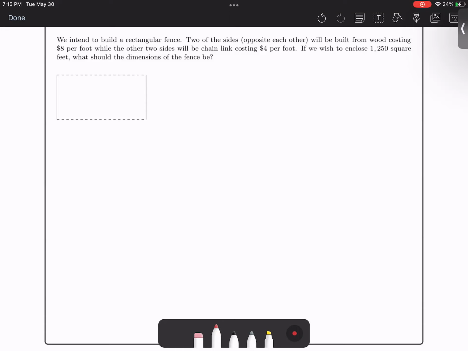We intend to build a rectangular fence. Well, there's a picture right there. Two of the sides opposite each other will be built from wood, costing $8 per square foot, or so, not per square foot, it's linear, per foot, while the other two sides will be made of chain link costing $4 per foot, so about half as much.